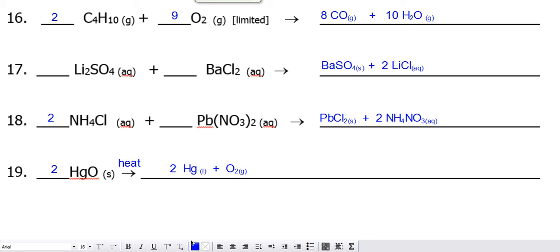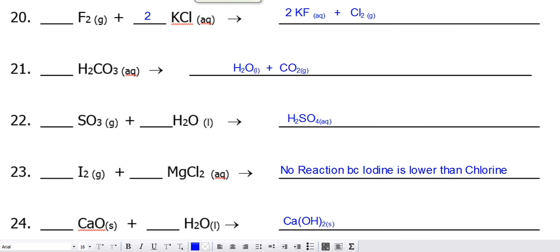All right. I think this is the last page. Yes, it is. So fluorine is higher than chlorine on the nonmetals list. So the chlorine's by itself.